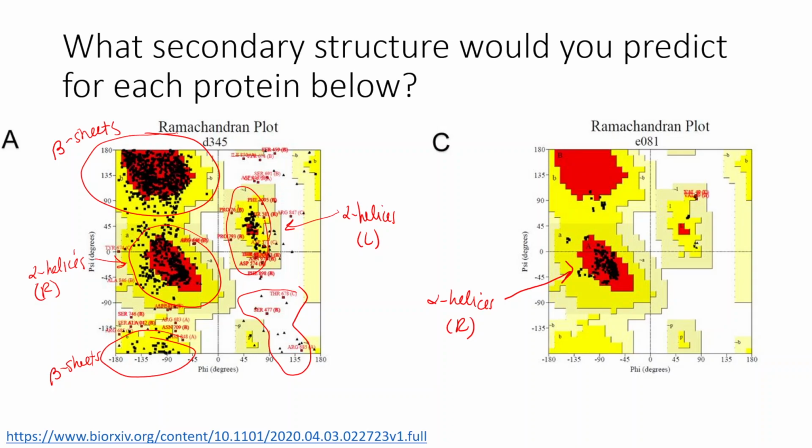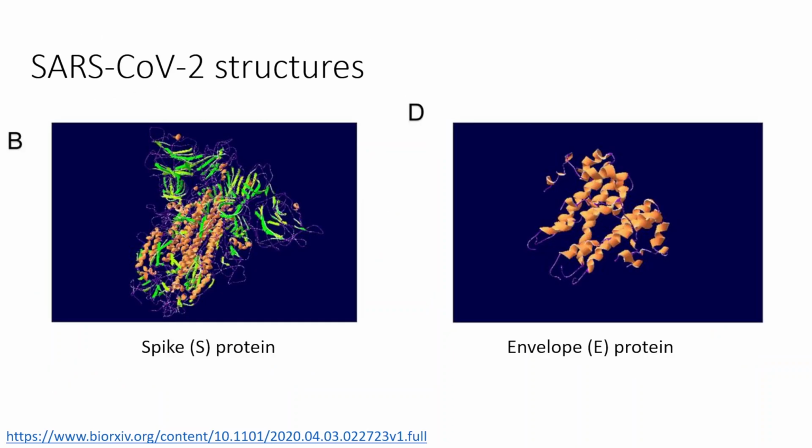So that brings us to our other protein, protein C, which we just said was almost all alpha helices. And so protein C corresponds to protein D in this picture, which is our envelope protein, which, as you can see from the picture, is mostly alpha helices. So hopefully that makes sense.